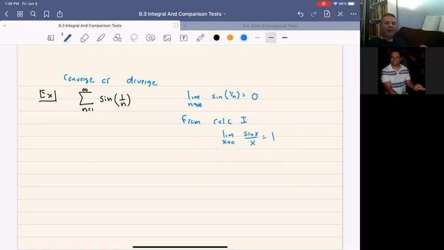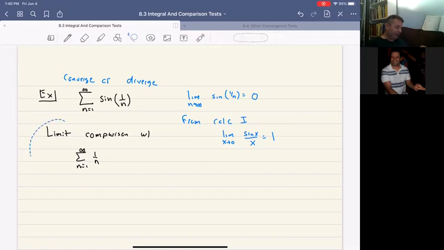So we're going to compare this. We're going to do a limit comparison. So we're going to do the limit comparison with the sum, n goes from 1 to infinity, 1 over n.